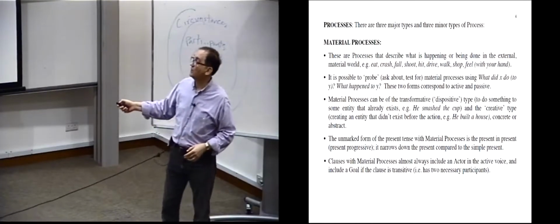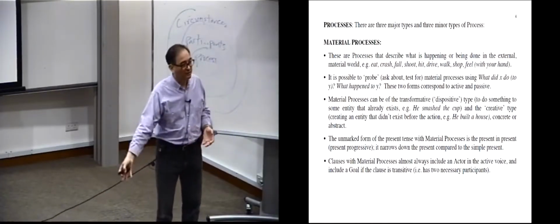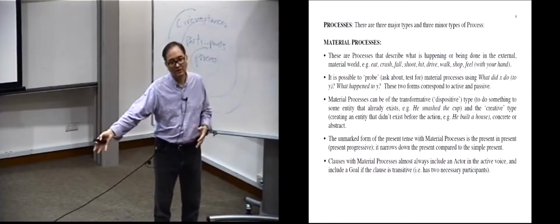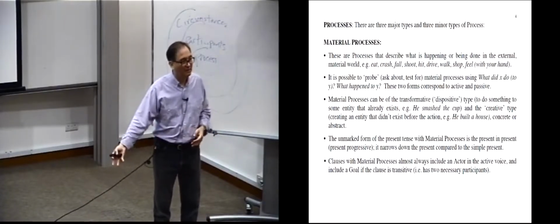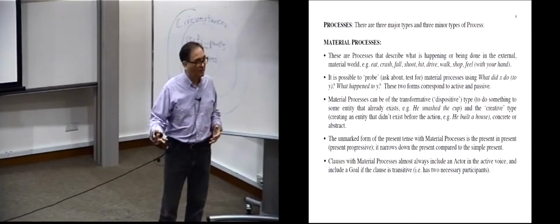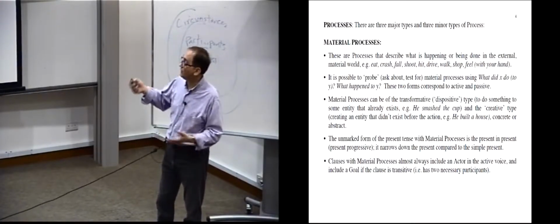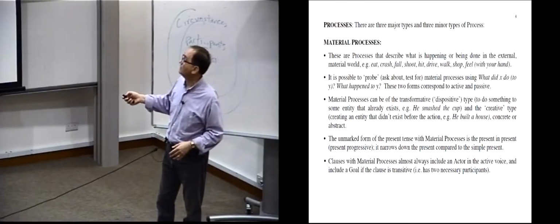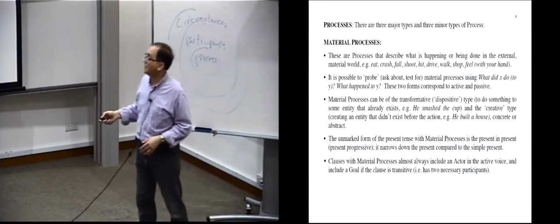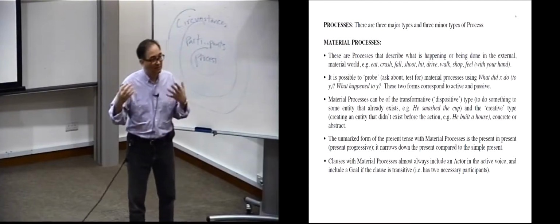Or you could say, what happened to it? If it's intransitive, you could say, what happened to the carpet? The water seeped into the carpet. So what happened to the carpet? You can talk about what happened to something, especially with intransitive, or if you're focusing on the thing that was affected. So if I say the carpet was damaged, then, what happened to the carpet?